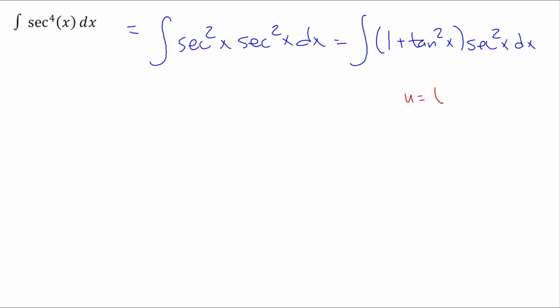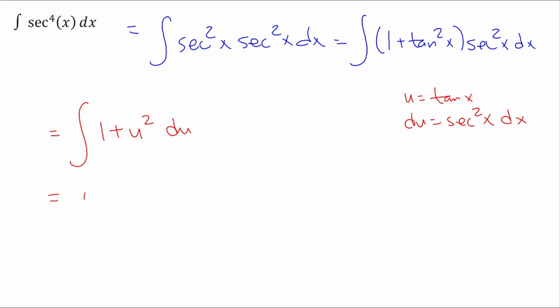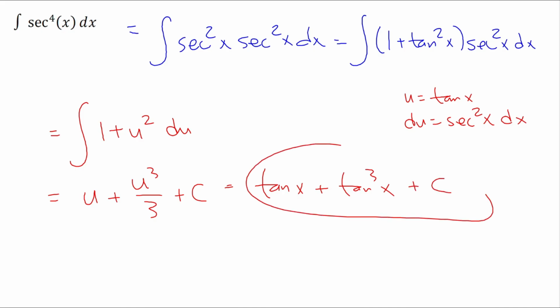And if I let u equal tangent x, then du is just secant squared x dx. And I can replace the tangent squared with u squared and the secant squared x dx with du. So this becomes an integral of 1 plus u squared du, which is u plus u cubed over 3 plus some constant. And then we'll just replace the u's with tangent, giving us tangent x plus tangent cubed x over 3 plus some constant.